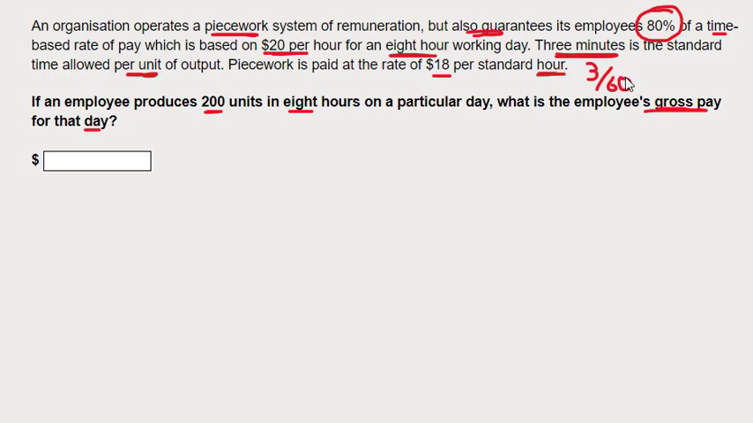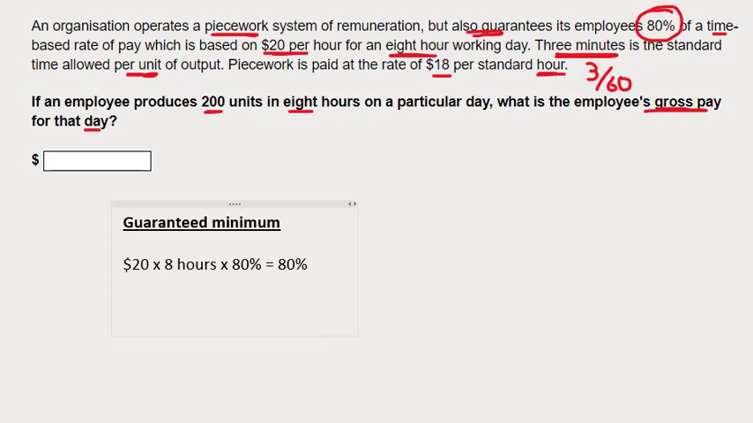So let's do that. The guaranteed minimum is that they get paid $20 an hour for an 8-hour day, but they only get 80% of that. So what does that come out at? That's a guaranteed minimum of $128.